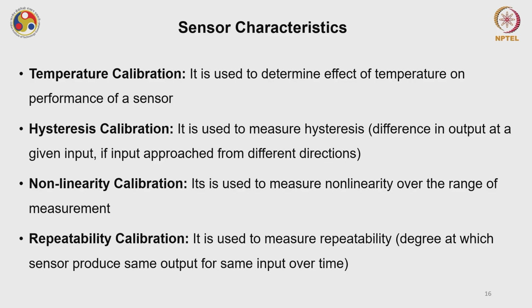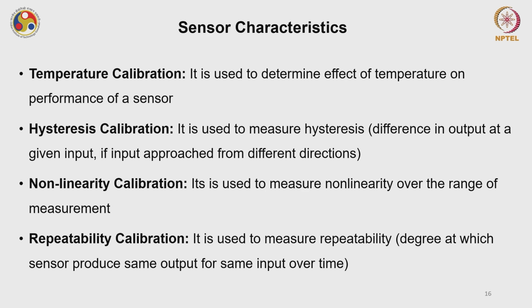Okay, and find it at that particular input. Say for temperature, find it at t equal to 100 or t equal to 80 and so on. So sensitivity calibration is used to determine the sensitivity of the sensor. Similarly, I can have temperature calibration. Temperature calibration is used to determine the effect of temperature on the performance of a sensor. And please note that for all of this calibration I need one reference.